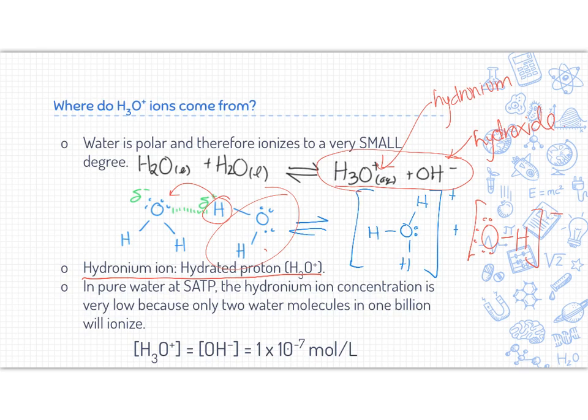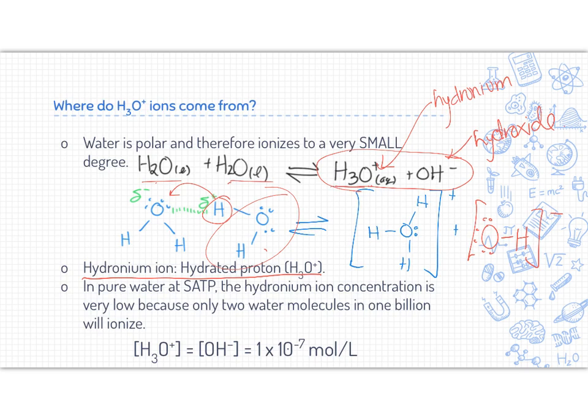So it says in pure water at SATP, so that's like general conditions, lab conditions, nothing fancy in terms of temperature or pressure, the hydronium ion concentration is very low because only 2 water molecules in 1 billion will ionize to make these. So only 2 in 1 billion will actually undergo this reaction. The rest of water just stays as regular water.